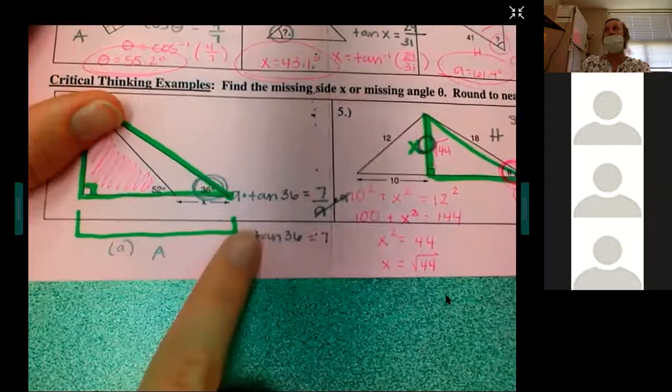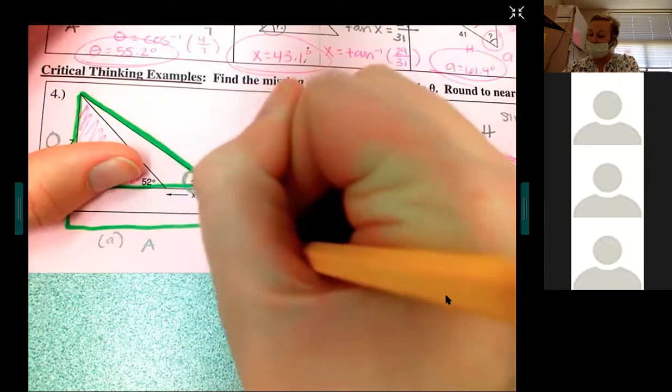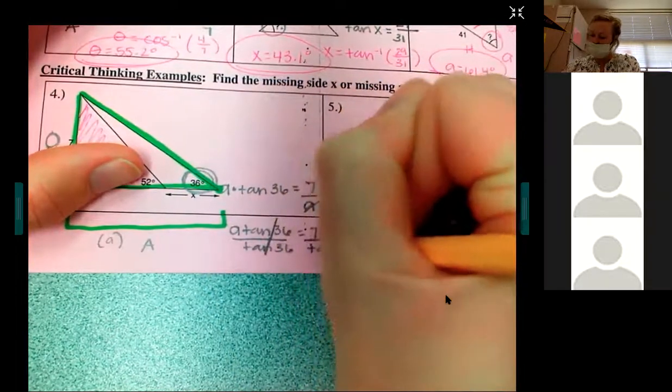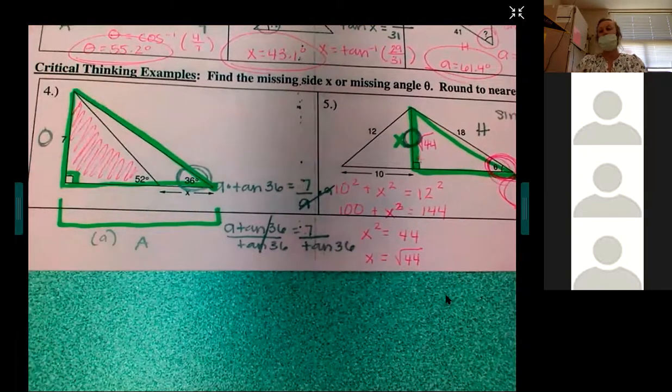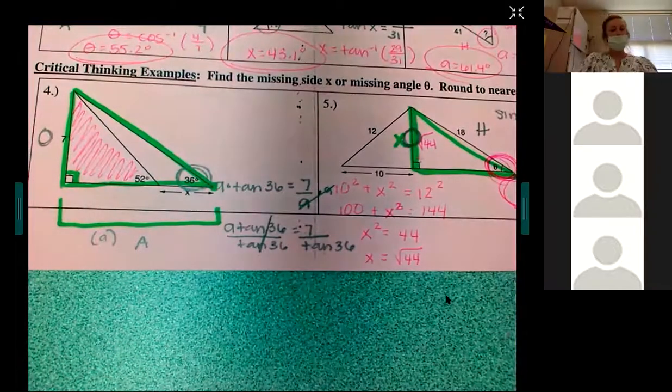And now how do I get A by itself? There you go. Divide the tangent. Very good. So if you type in 7 divided by tangent of 36, that should tell you what A should be. If it's okay with y'all, I'm going to do it in a calculator instead of Desmos just so I don't have to switch my screen. 7 divided by tangent of 36.